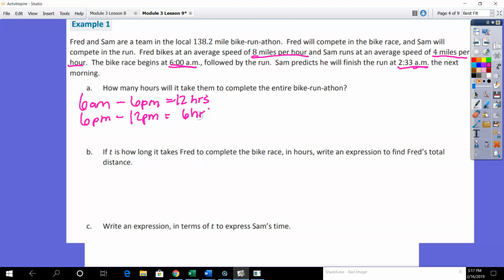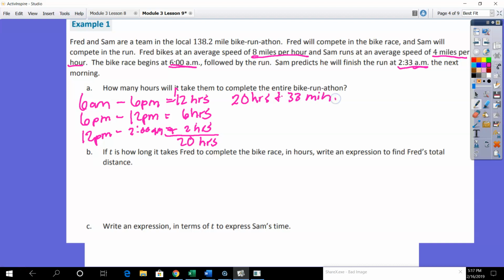is 6 hours. And then from 12 p.m. to 2 a.m. is 2 hours. So that's our hours. We have 33 minutes added to that. So 6, 7, 8, 9, 10, carry my 1. So that's 20 hours and 33 minutes. So how many hours? It will take them 20 hours and 33 minutes.